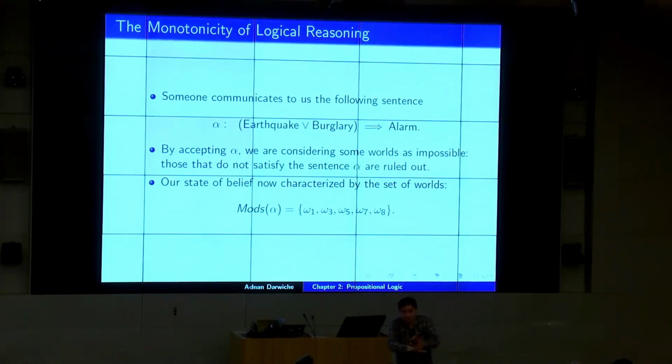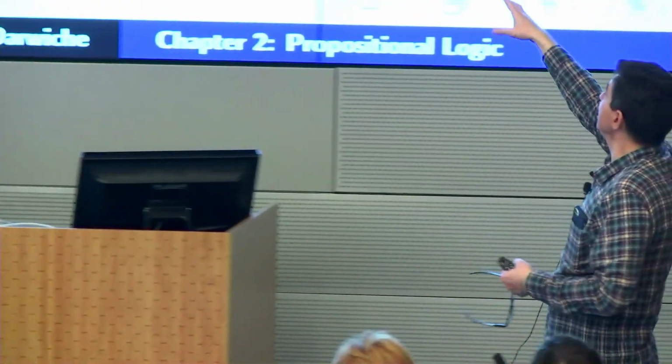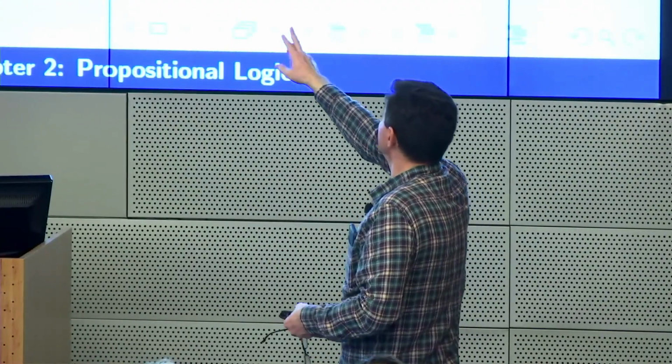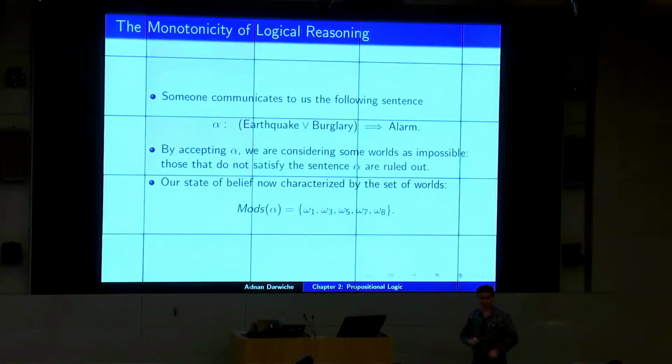When I'm starting with a blank state of knowledge, every world is possible, 8 of them. Someone comes and says, alpha, and I accept it. By accepting it, we are considering some worlds as impossible now. We are throwing out some of the 8 worlds. Which ones are we throwing out? The ones that make that sentence false. We're only keeping those that make it true. Those happen to be 1, 3, 5, 7, and 8. Our state of knowledge now is a set of 5 worlds.